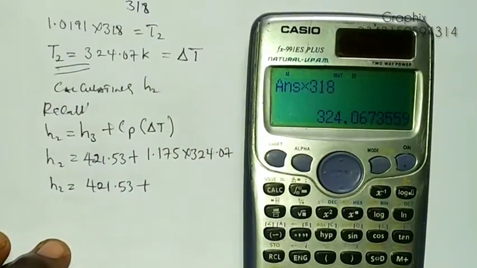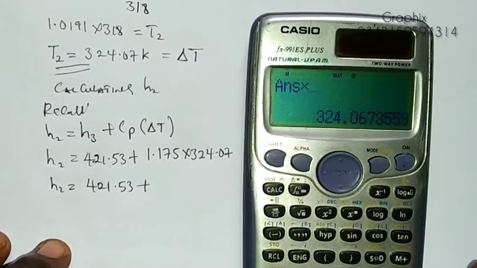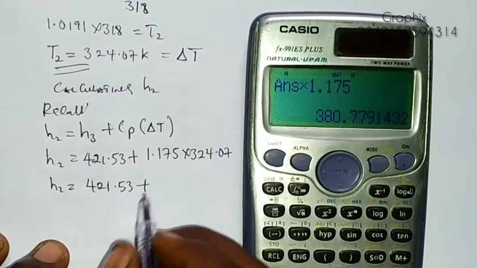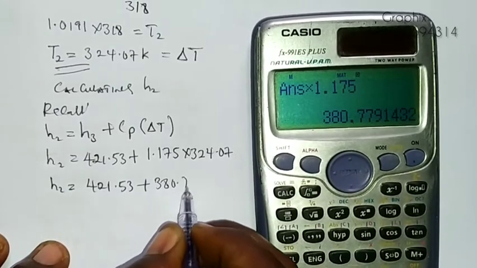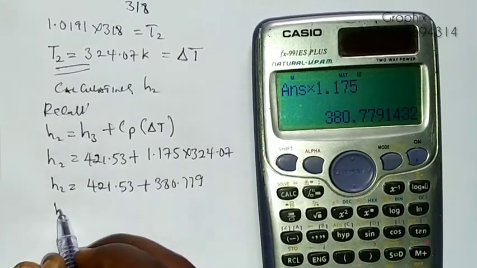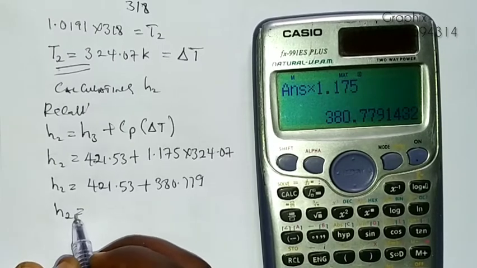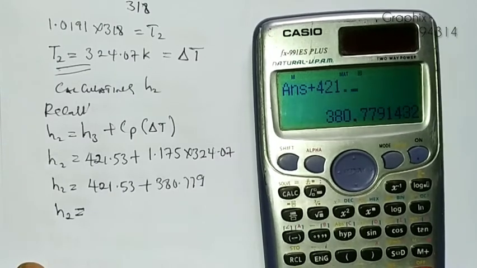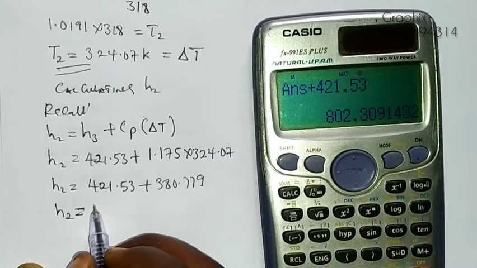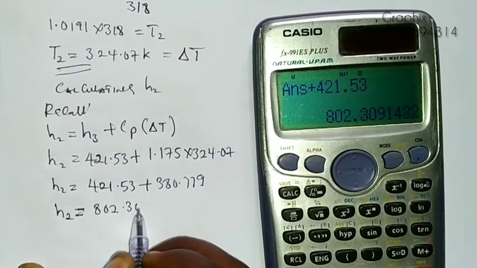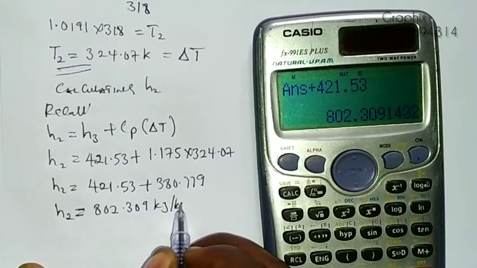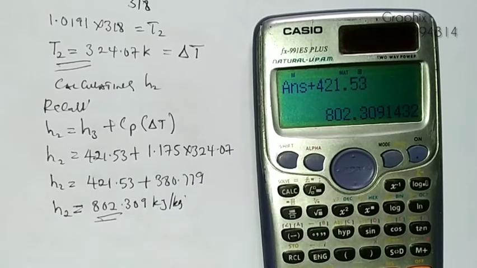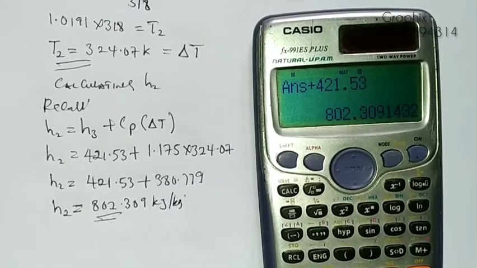You're going to be having times 1.175. So this will give us 380.779. So H2 here will now be plus 421.53, which will give me 802.309 kilojoule per kilogram. So this is what we're having here, right? That's the enthalpy H2.